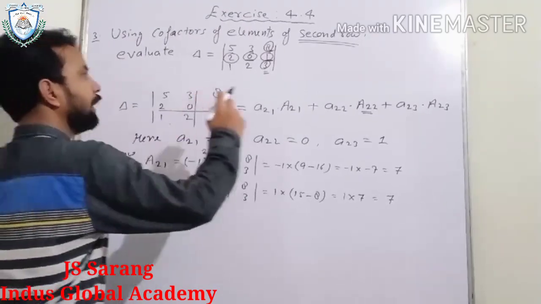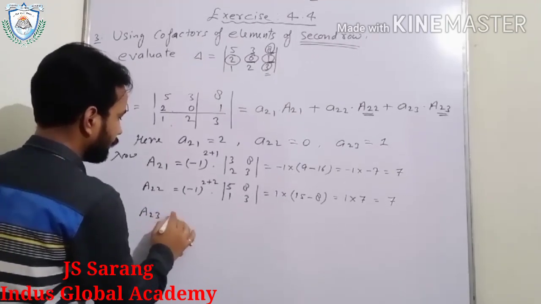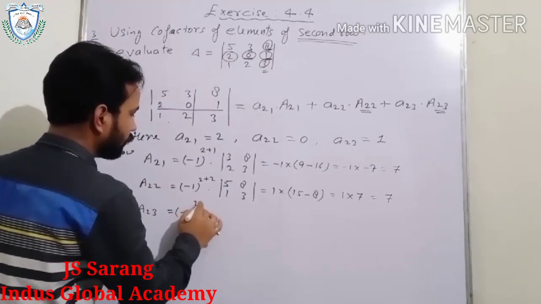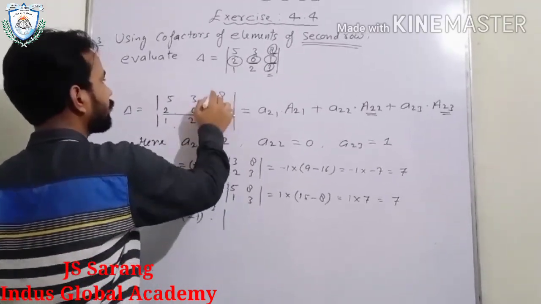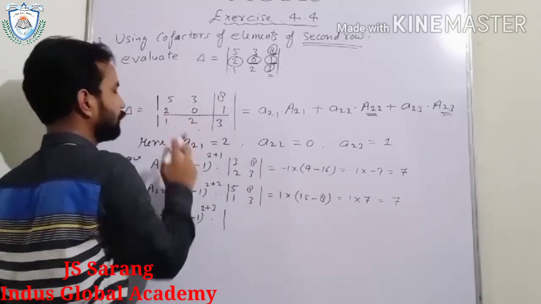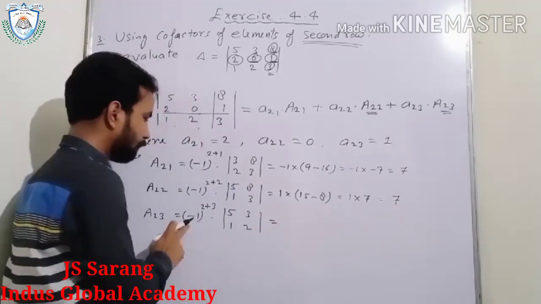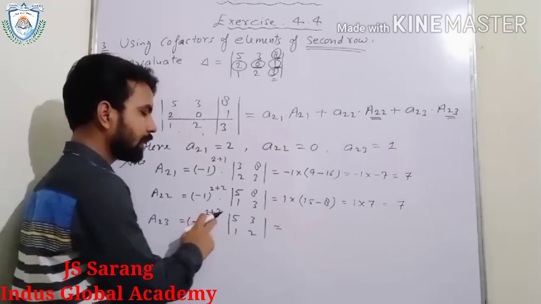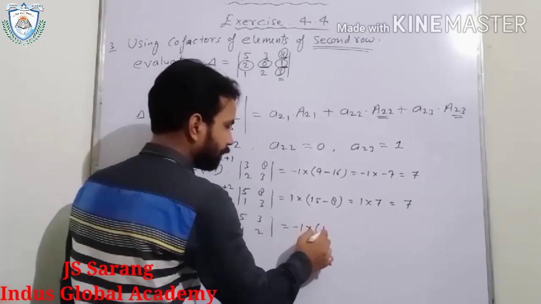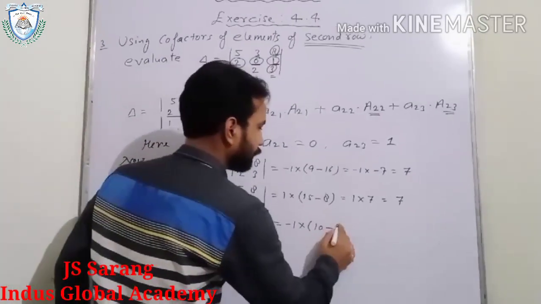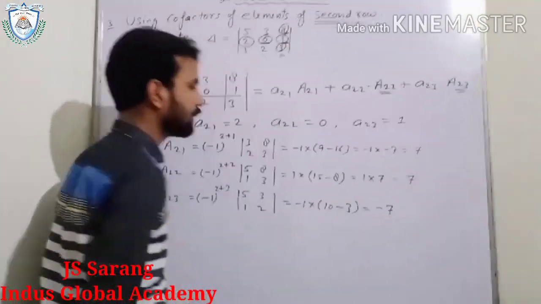Now we have to find the third cofactor, A23. The formula is minus 1 to the power 2 plus 3 and the minor of 2 3, second row, third column. What is left? 5 3 1 2. Minus 1 to the power 5 gives minus 1, into 5 2s are 10 minus 1 3 is 3. So 10 minus 3 is 7. 7 into minus 1 is minus 7.